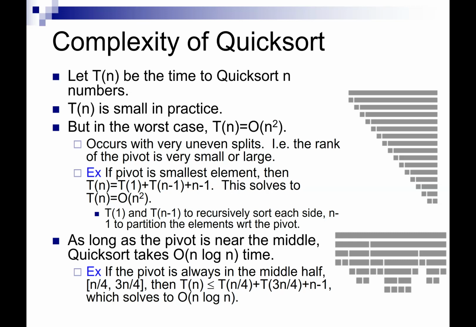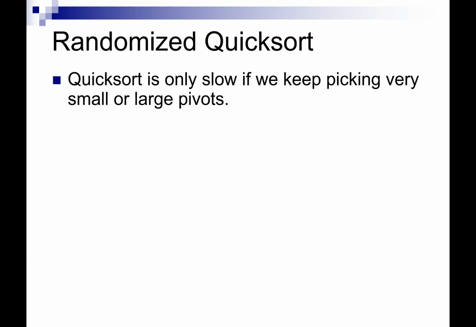Because if you just pick, let's say, your first element as the pivot, then you really have no control over where that element falls. It could be in the middle, but it could also be one of the smallest or largest elements. So the way that we're going to ensure that we can pick these middle elements is that we're going to do randomized quicksort.